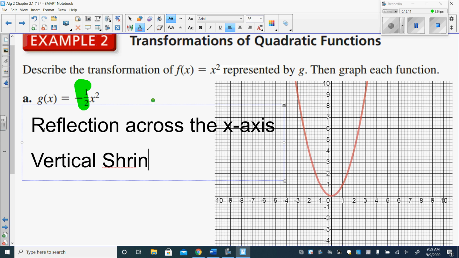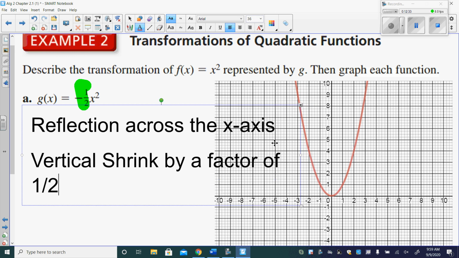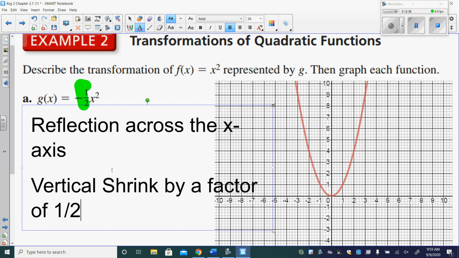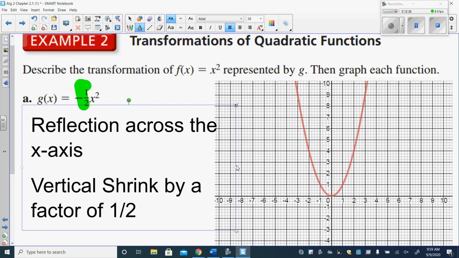Now we have a vertical shrink, and we know it's a shrink because it's 1/2. Since it's a fraction, the value of a is less than 1, so it is a shrink by a factor of 1/2. So it's a reflection across the x-axis, and it's a vertical shrink by 1/2. And that's it. This should be very similar to what we did in chapter 1 when we talked about these transformations, but now we're mainly focusing on quadratics.